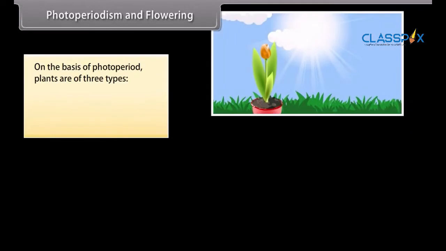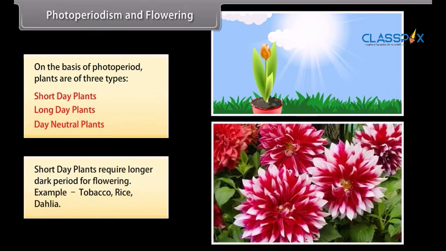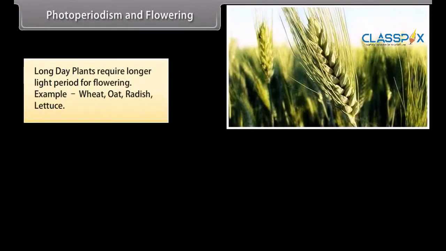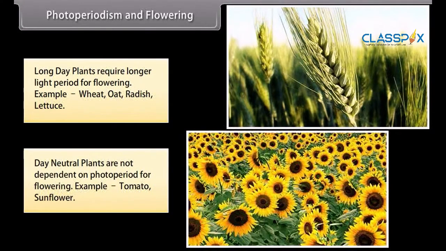On the basis of photoperiod, plants are of three types: short-day plants, long-day plants, and day-neutral plants. Short-day plants require longer dark period for flowering. Example: tobacco, rice, dahlia. Long-day plants require longer light period for flowering. Example: wheat, oat, radish, lettuce. Day-neutral plants are not dependent on photoperiod for flowering. Example: tomato, sunflower.